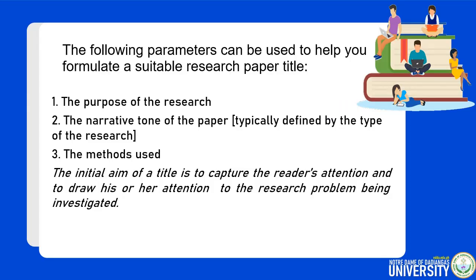The following parameters can be used to help you formulate a suitable research paper title. 1. The purpose of the research. 2. The narrative tone of the paper, typically defined by the type of the research. 3. The methods used. The initial aim of a title is to capture the reader's attention and to draw his or her attention to the research problem being investigated.